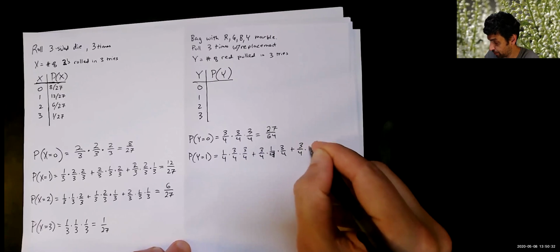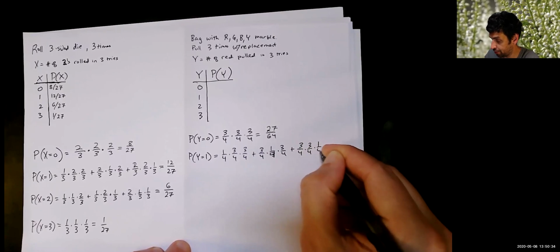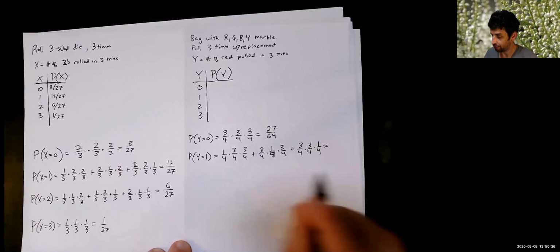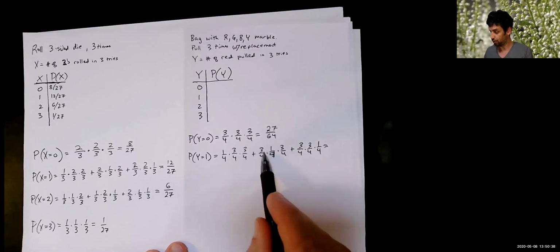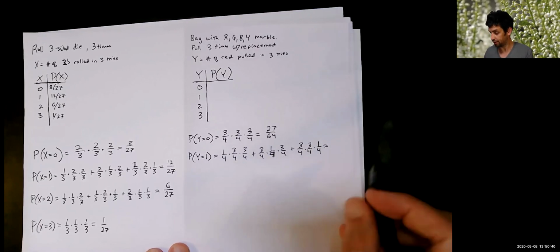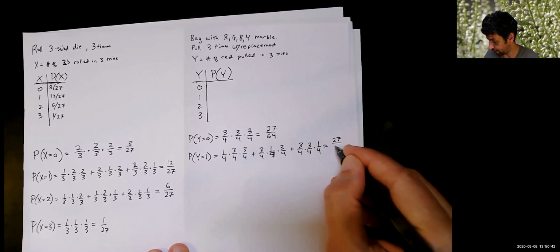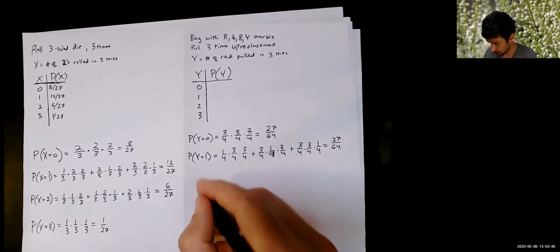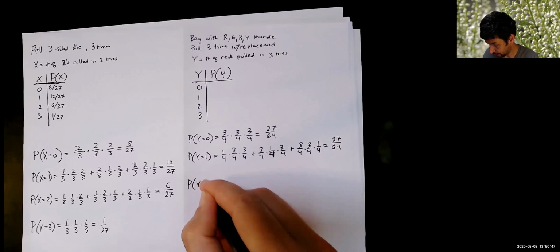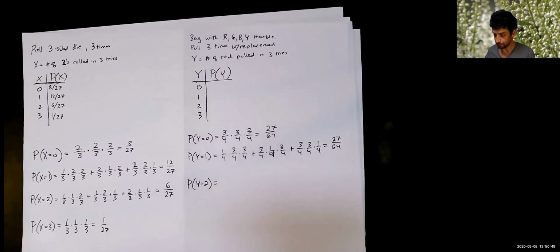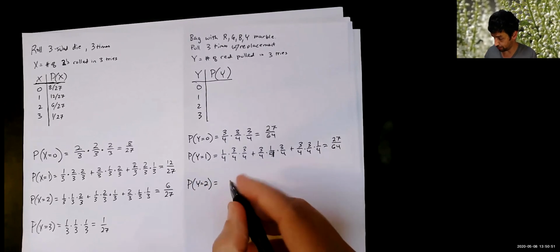Maybe I don't pull it out the first 2 times, but I manage to on the last try. And so I get 9 out of 64, 9 out of 64, 9 out of 64, or again, 27 out of 64. The probability that y equals 2, pulling 2 red marbles.